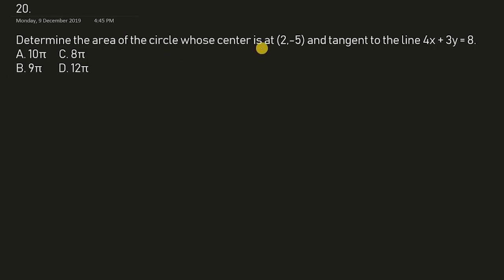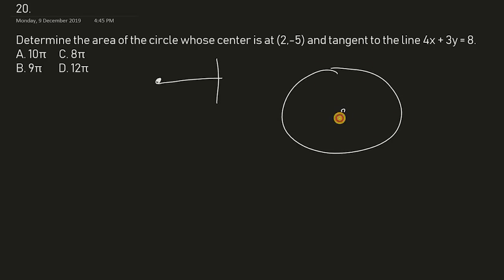Determine the area of the circle whose center is at (2, negative 5) and tangent to the line 4x plus 3y equals 8. Kung napanood nyo yung video natin ng straight lines, meron akong in-introduce na formula. There's a formula which can find the distance from a point to a certain line. Ito applicable yan kasi when we have a circle, ang center niya is (2, negative 5).